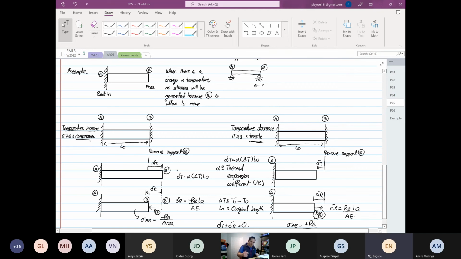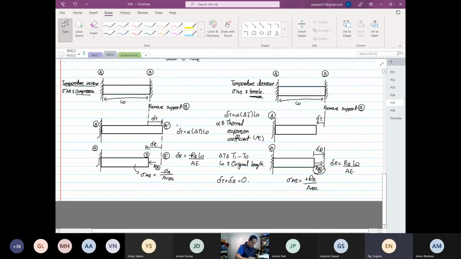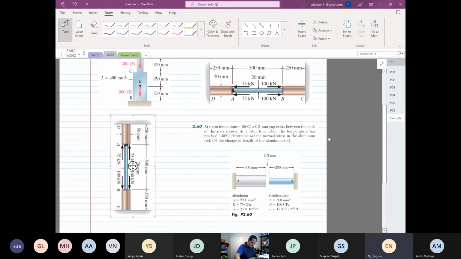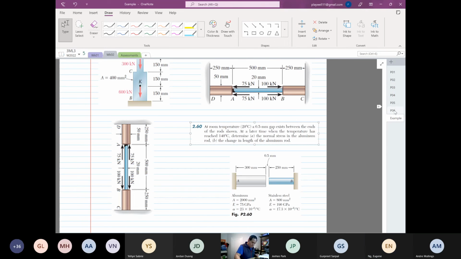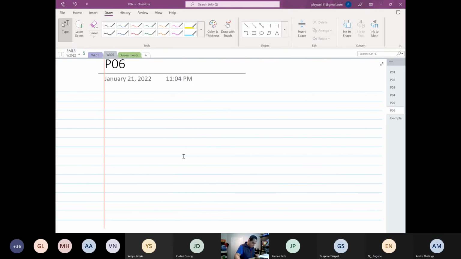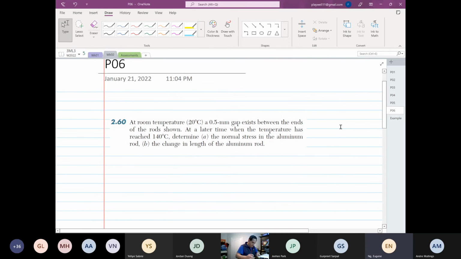Okay, so the next problem, example number 2. You can get all this from your notes. Not notes, but I posted them. So example number 2.